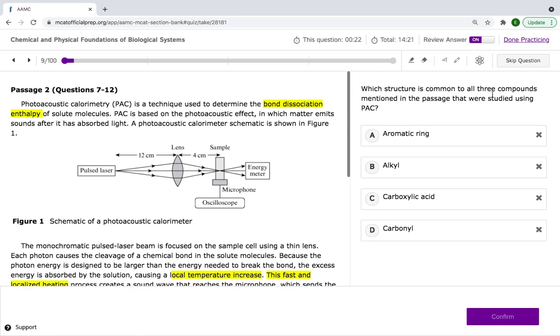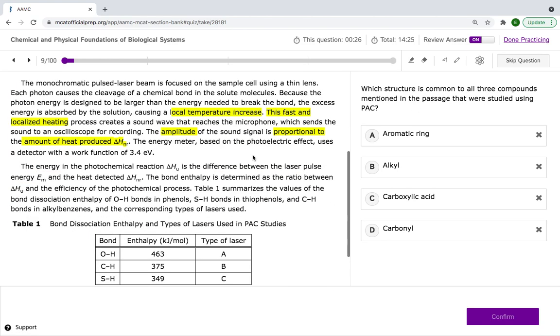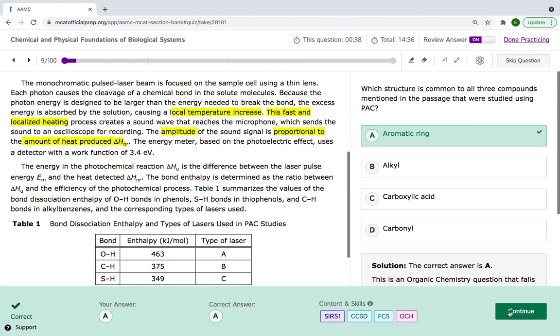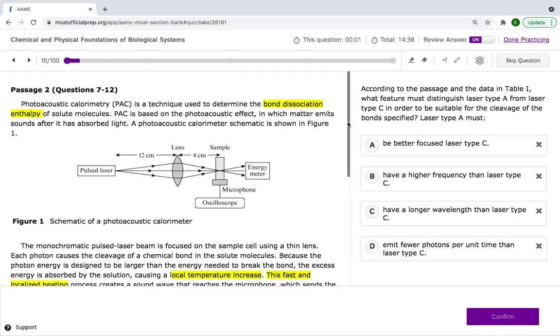Which structure is common to all three compounds mentioned in the passages that were studied using PAC? They were all phenols, right? This is phenol, thiophenol, alkylbenzene. Oh, this is benzene. They're all aromatic rings. All this aromatic. Okay, not alkyl, not carboxylic acid, not carbonyl. It's pretty easy.